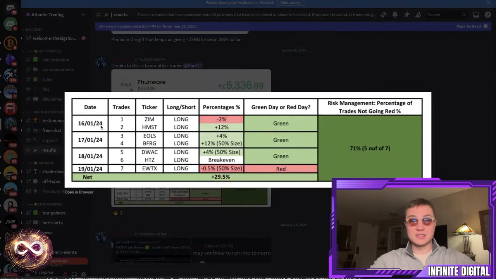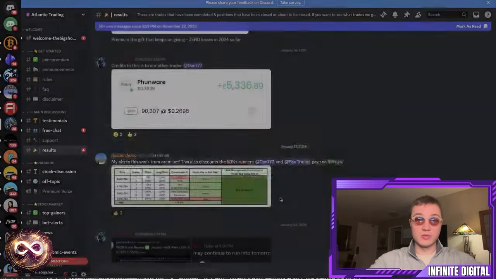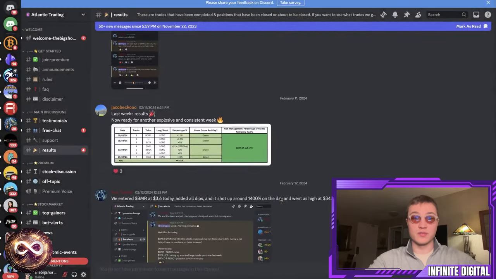So this is the 16th, 17th, 18th, 19th of the 1st in 2024. The number of trades that were made, the percentage gain or loss, is it a green or red day, and the win rate, or the percentage of trades not going red, right? Really, really cool that these guys are very transparent with all of their information.